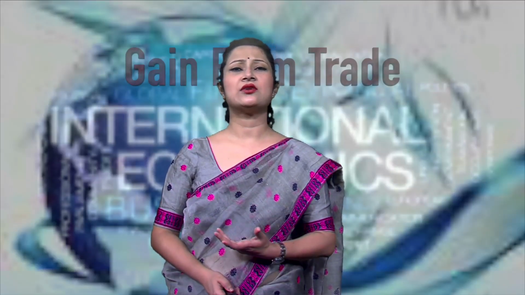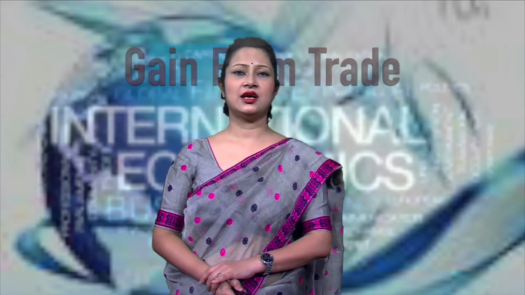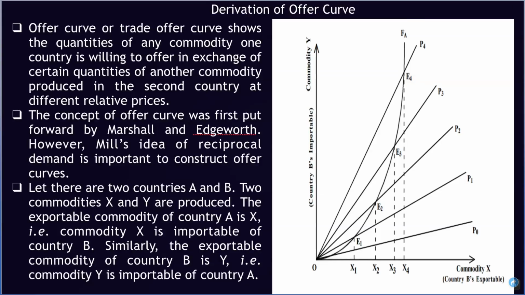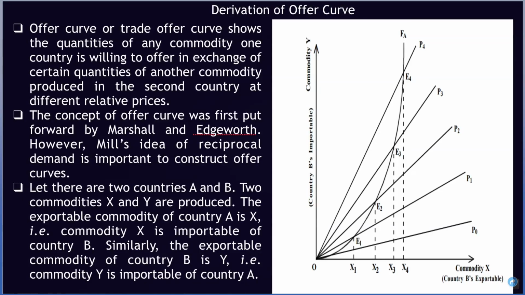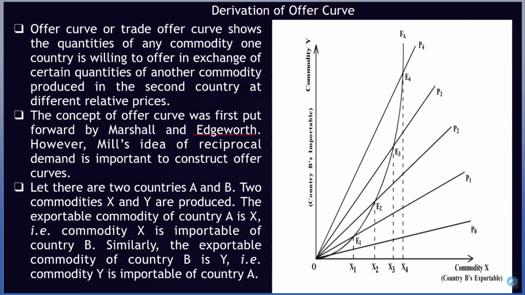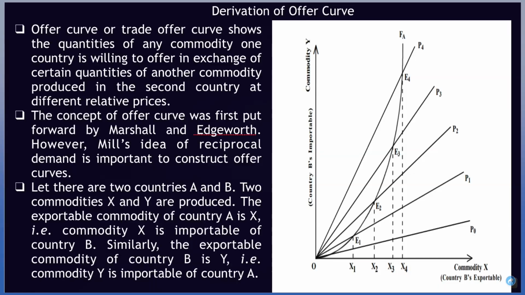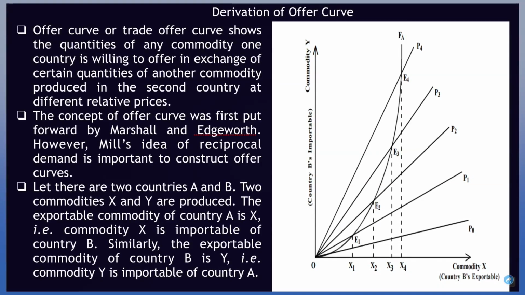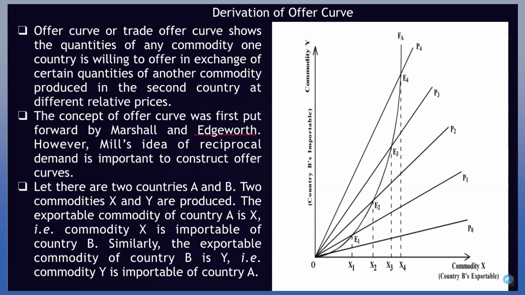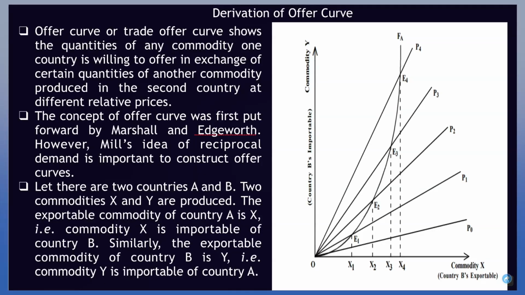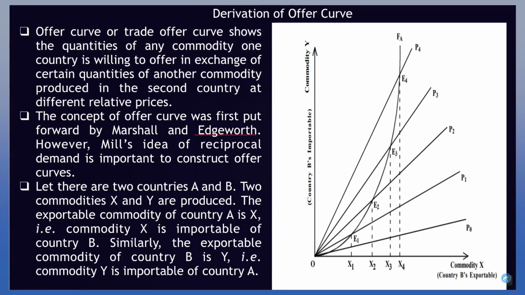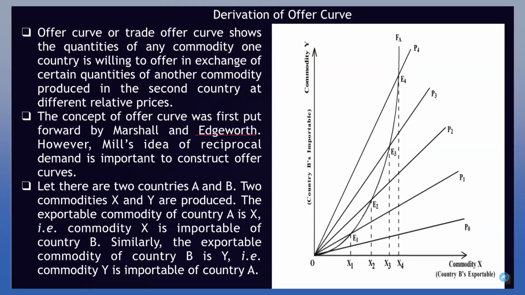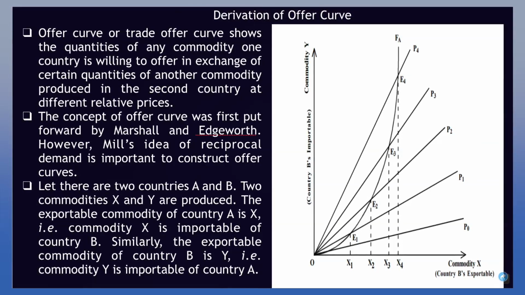Now, how are these offer curves derived? We know offer curves, or trade offer curves, show the quantities of any commodity one country is willing to offer in exchange for certain quantities of another commodity produced in a second country at a relative price. So basically, what one country can offer another. The concept of the offer curve was first put forward by Marshall and Edgeworth. However, later, Mill's idea of reciprocal demand is important to construct offer curves.